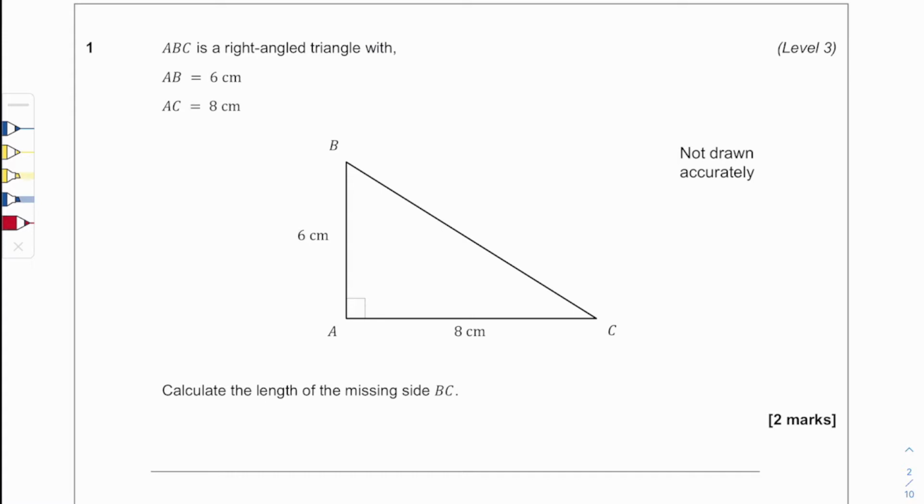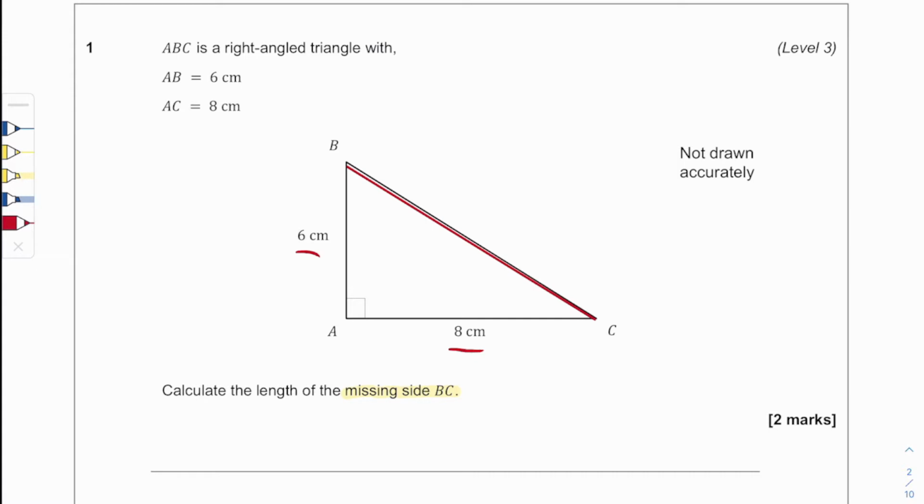The first thing that we're told is we've got ABC, which is a triangle which has got a right angle. Okay. So we're then told that AB is equal to 6 centimetres, and then AC is equal to 8 centimetres. Okay, and the thing that we need to do is calculate the missing side, which is BC. So the side that we need to work out is this one here. Okay, so we know that this is a Pythagoras question. This is a triangle with a right angle, and we have one missing side.